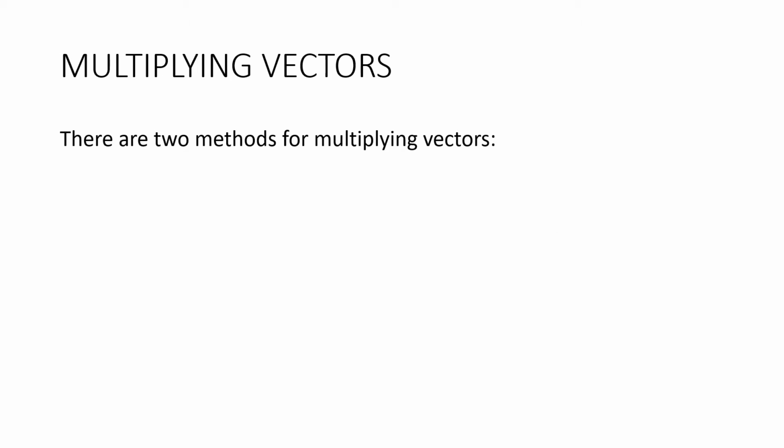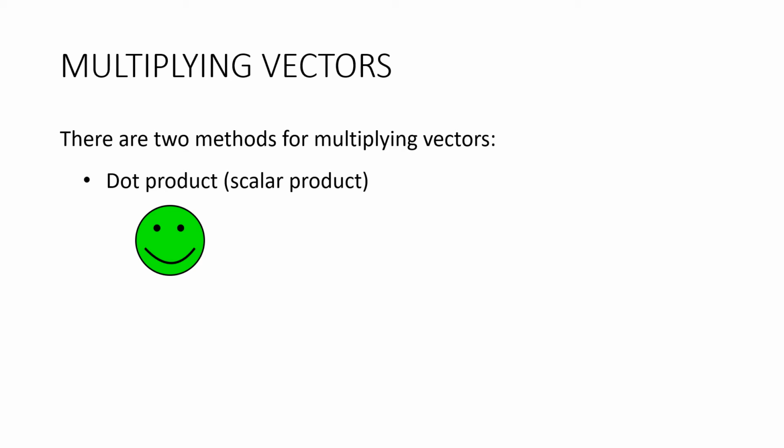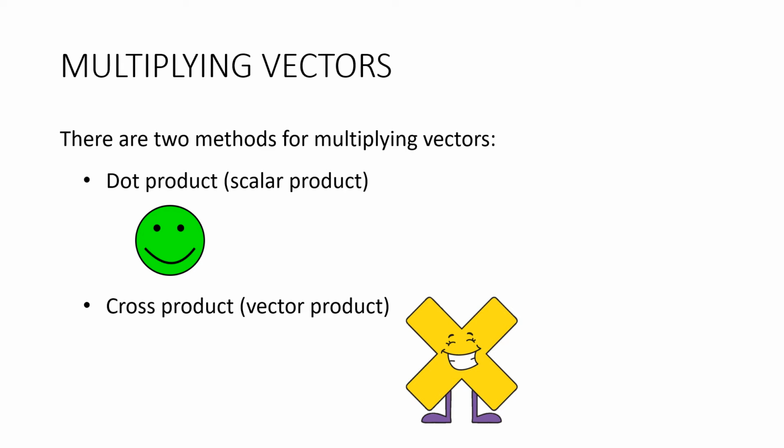There are two methods for multiplying vectors by one another. There's the dot product, which is what we're going to cover today. It's also called the scalar product because the answer is a scalar. And then there's the cross product, also called the vector product because the answer is a vector. Now we're not going to cover this one in this course.